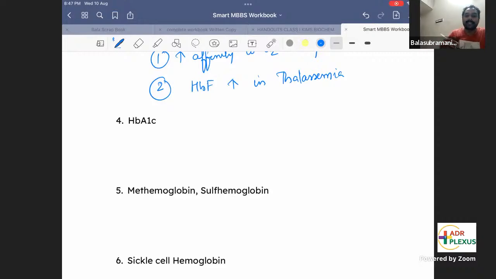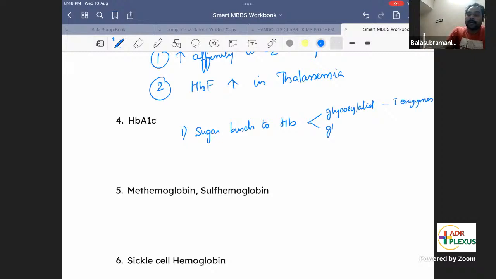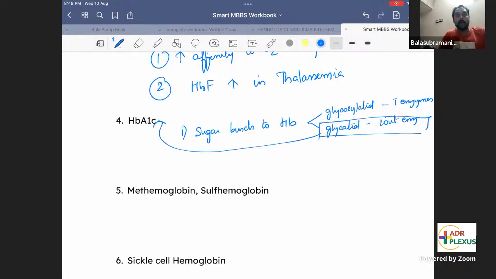what's HbA1c? Sugar binds to hemoglobin. That's called HbA1c. When sugar binds to anything with enzymes, it is called glycosylation. Without enzymes, it is called glycation. Now, this is glycated hemoglobin. No enzyme, just glucose binds to hemoglobin.